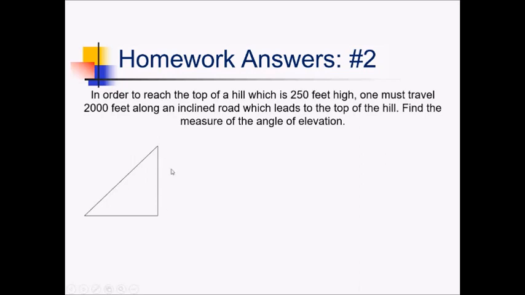So that's this vertical dimension. And they said you have to go 2,000 feet along an inclined road. So the road is the hypotenuse here that leads you to the top of the hill. So that's 2,000 feet right there. Based off this, they want the angle of elevation. That's going to be the angle between the ground floor here, or the horizontal line, and the hypotenuse. This angle right here.